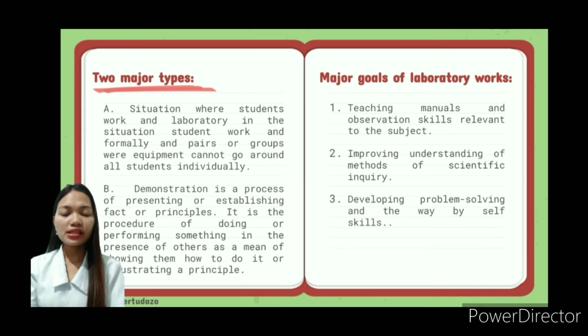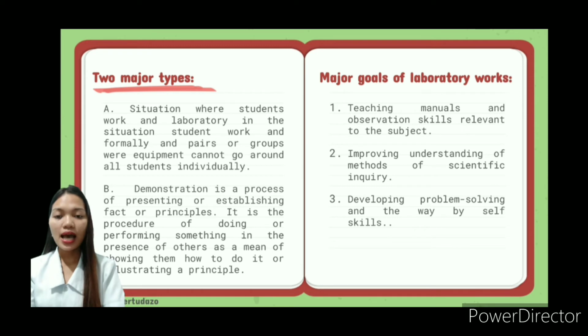In the laboratory teaching method, there are 2 major types: the situation and demonstration. Situation, where students work in the laboratory. In this situation, students work informally in pairs or groups where equipment cannot go around all students individually. The second one is demonstration.